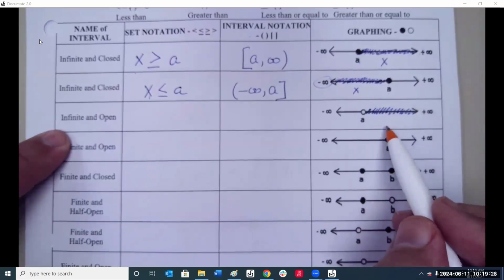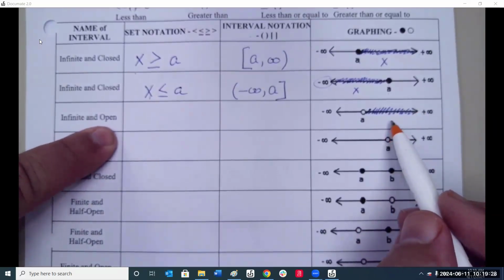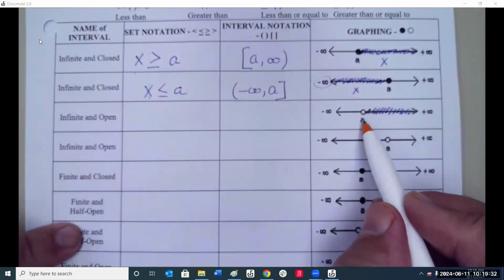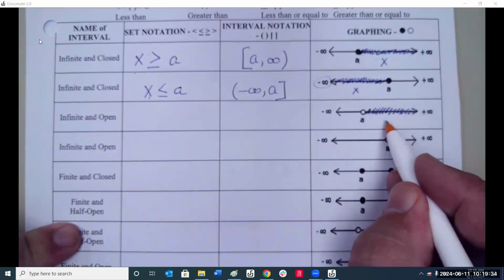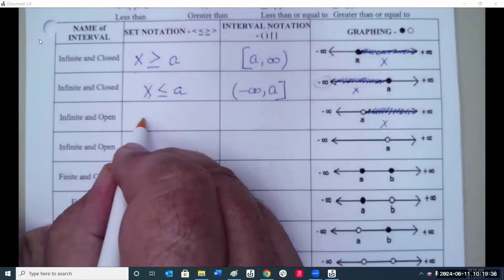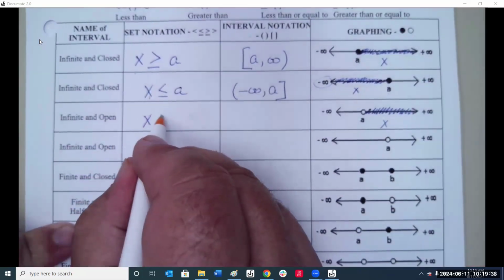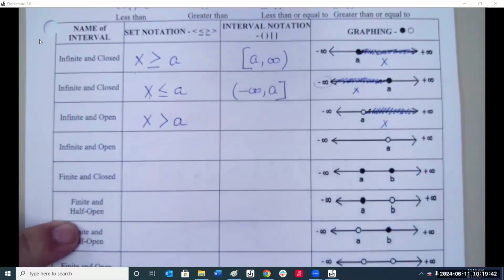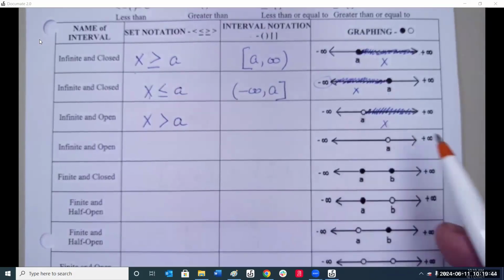Now, these are called infinite and open, which means I can't use the endpoint. So remember, the shaded region is my x's. X is strictly greater than a. I cannot include it. It's strictly greater than a.